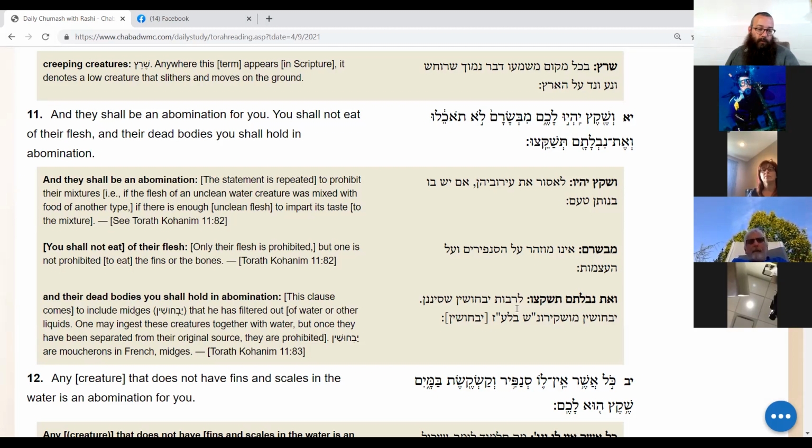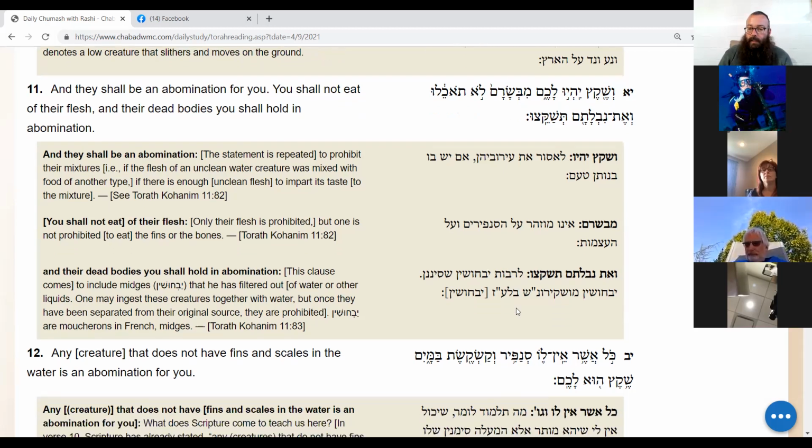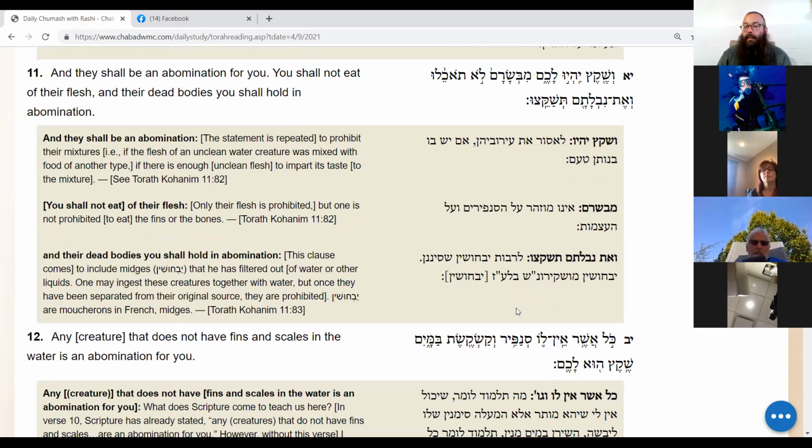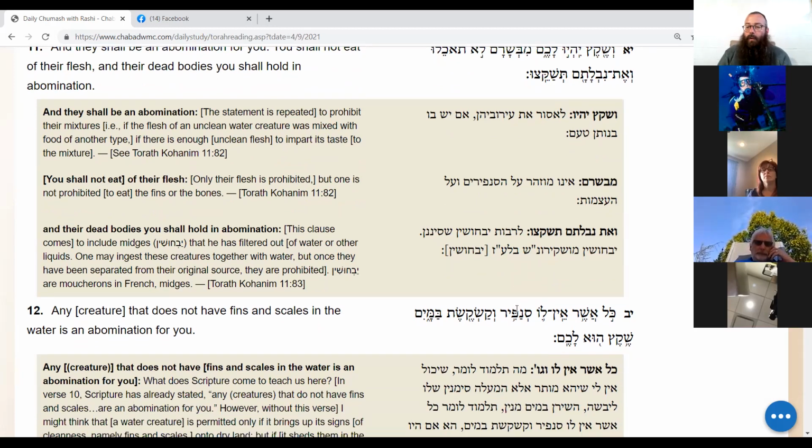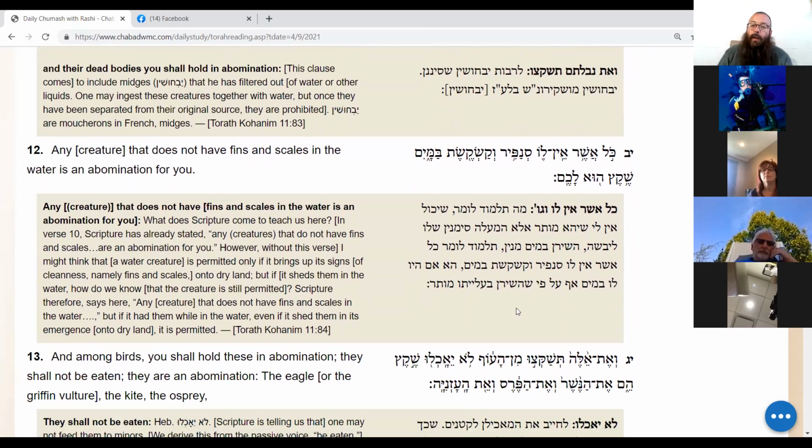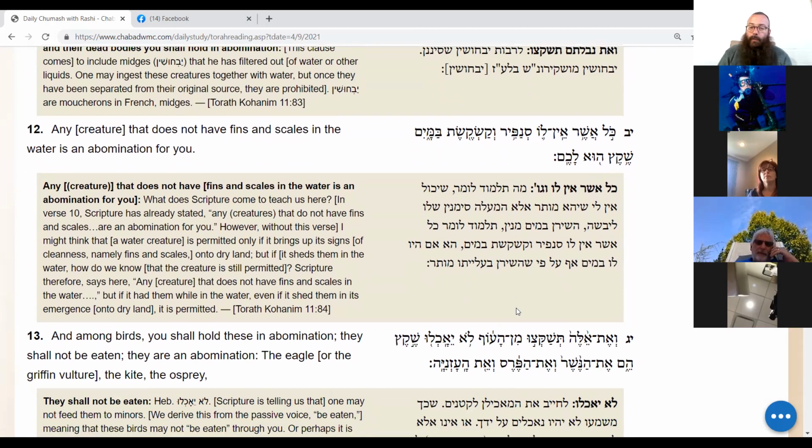they call them mutrons in French, midges or something. I'm not sure what it is, but the Torah is concluding in these prohibitions, these things that come from the water and don't have fins and scales, they're not fish. Once you pull them out of the water, they're prohibited for you to eat. Again, anything that does not have fins and scales, it's abominable for a Jew to eat.